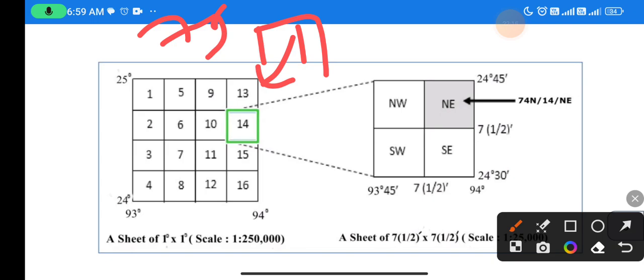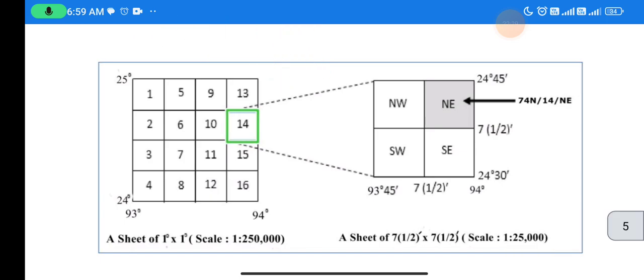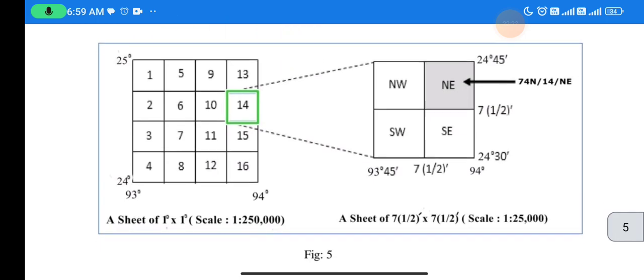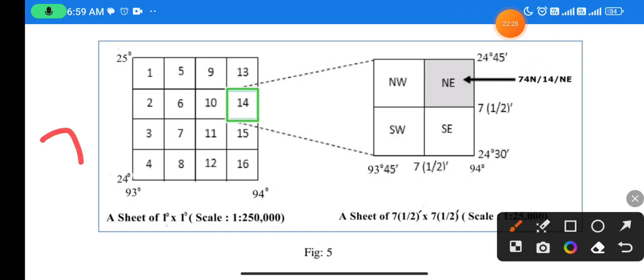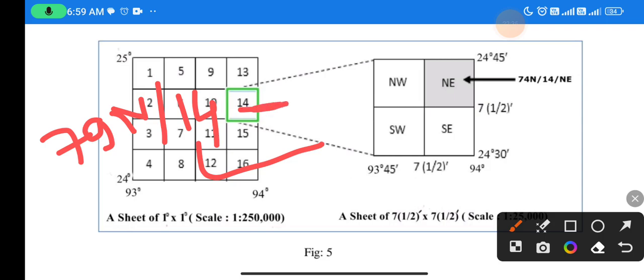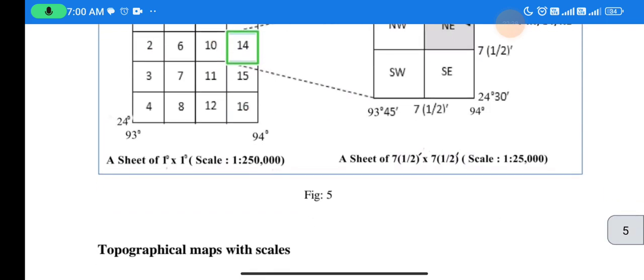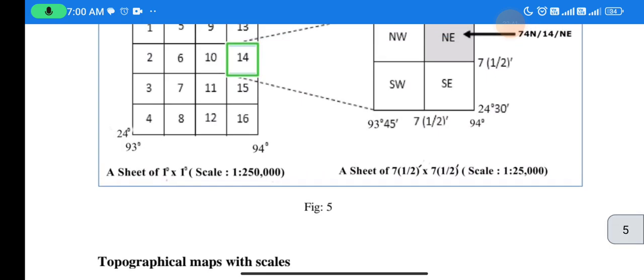We divided into 16 parts, right? And then we got the n, and we divided the n into 16 parts again, and then again that one part. So this means 79 n by 14. This 14 part is again divided into 4 parts. So we are getting this one, and the scale is 1 is to 25,000.